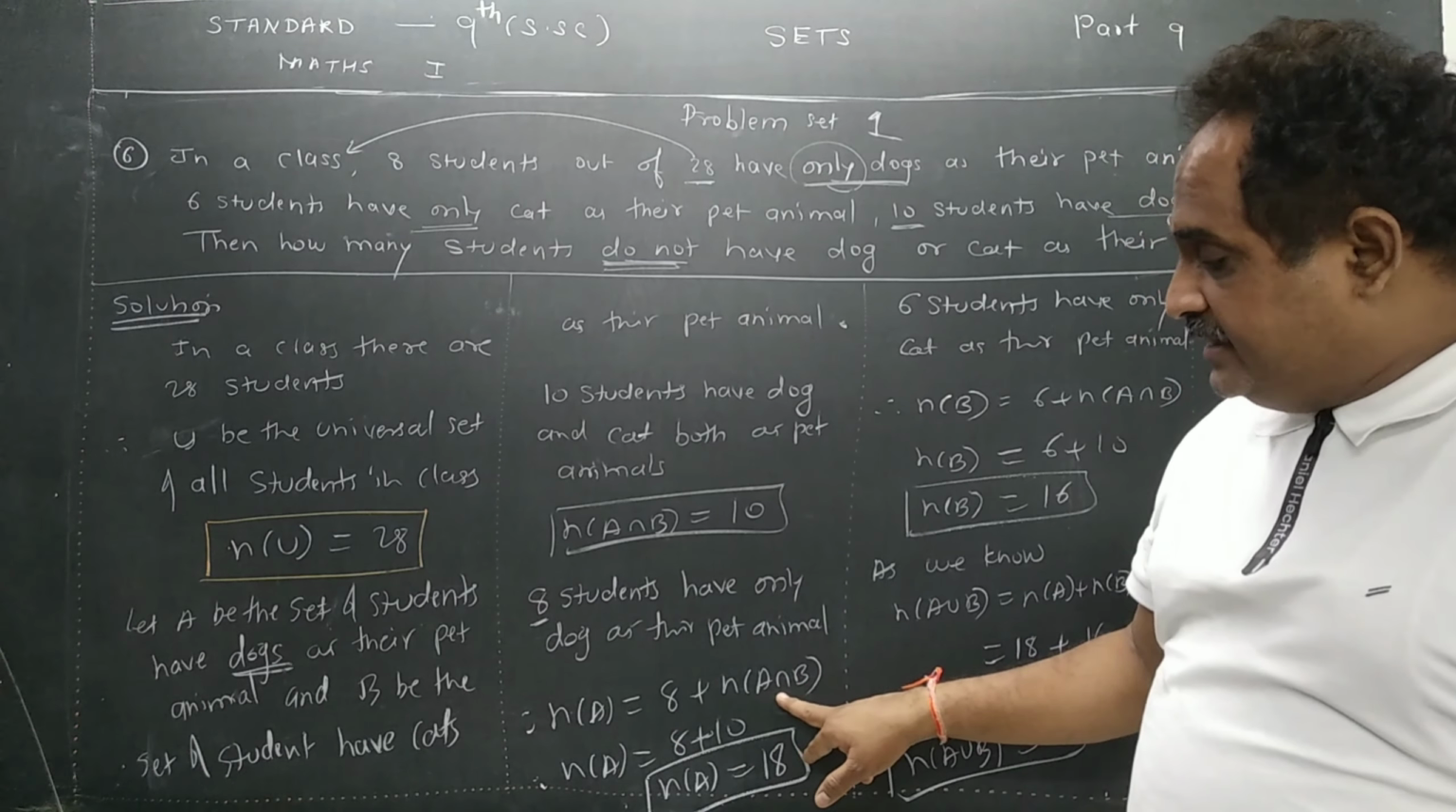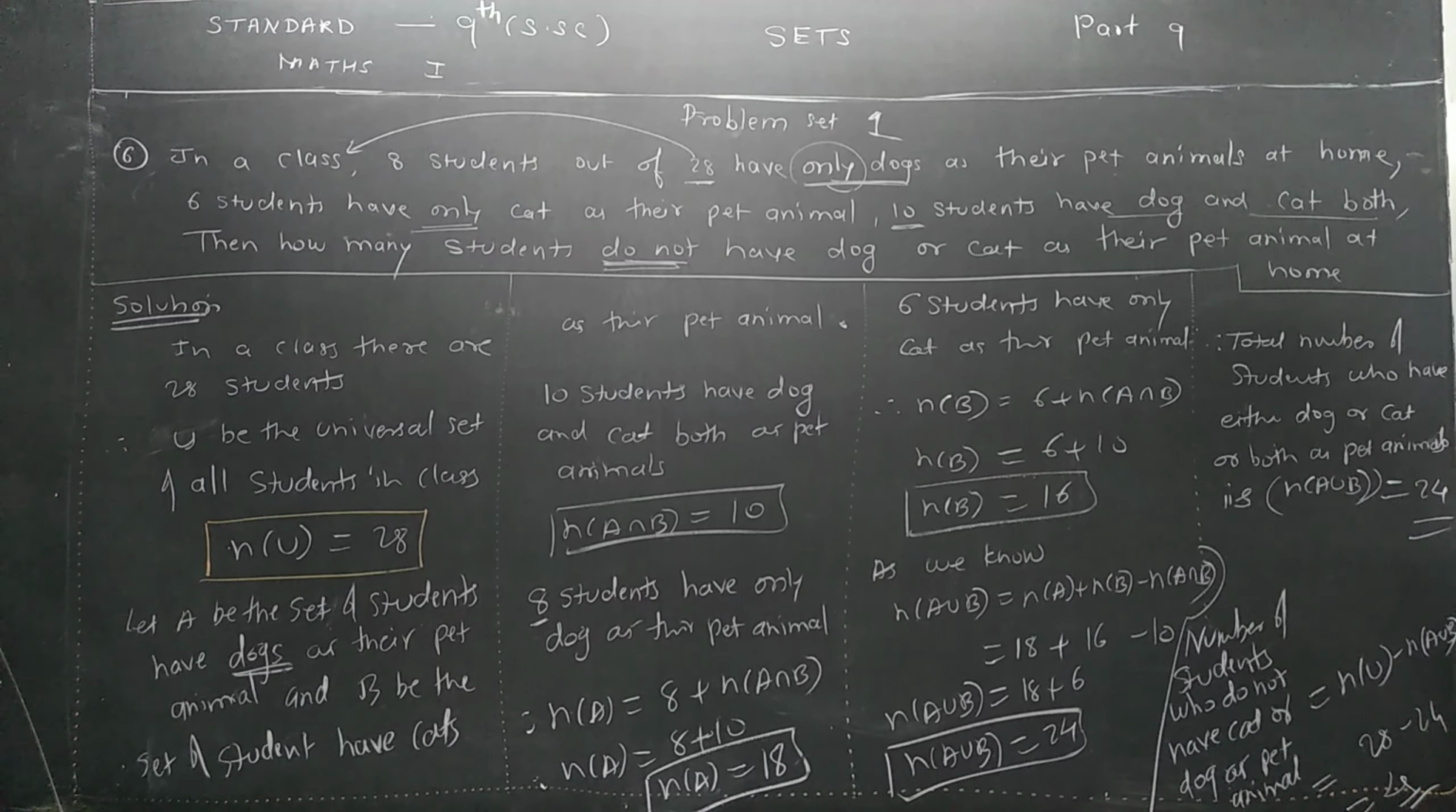So in our section, set A, how many students will there be? 18. 6 students have only cat as a pet animal, so n(B) will become 6 plus A intersection B, n(B) becomes 16. As we know, we got this. But what is this union? What will be in it? Either cat, or dog, or both of them. So the total number of students who have either dog or cat or both animals as pet animals is A union B, which is 24.